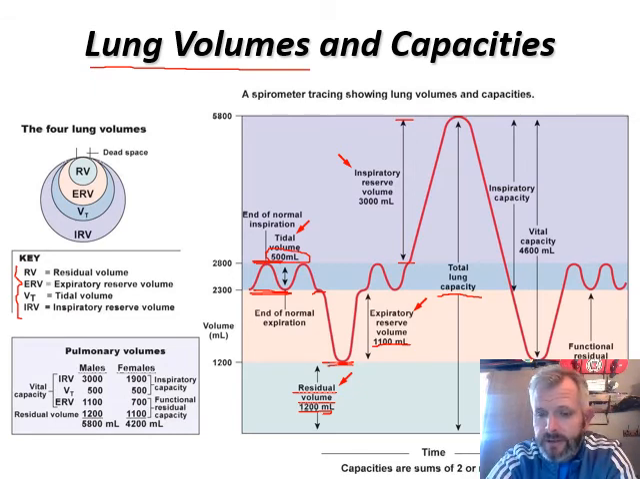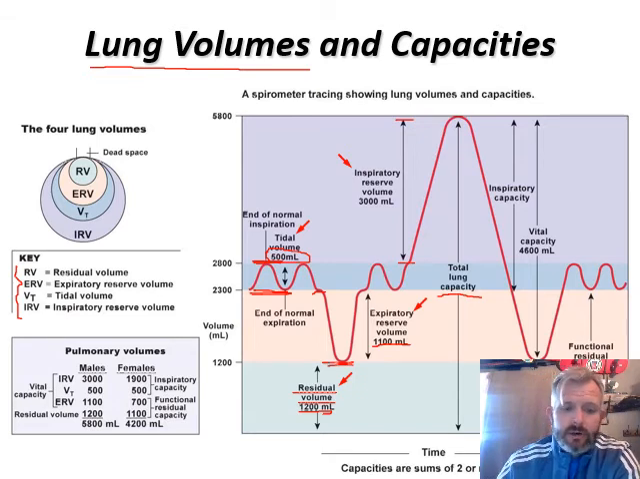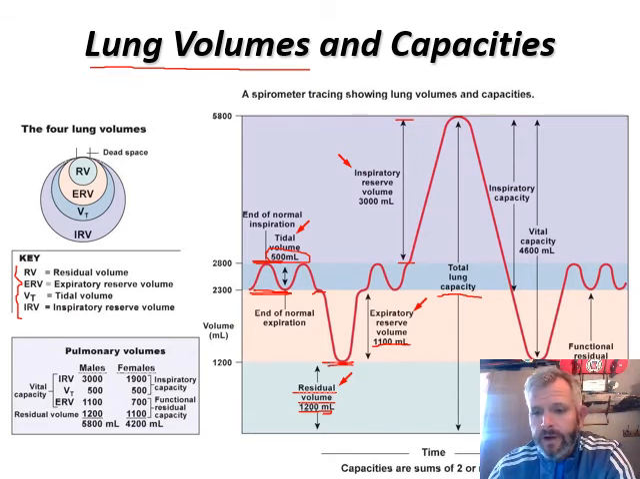We can add some of these together to get certain capacities. So you can see here my vital capacity. This will be one common measurement. Vital capacity is my IRV plus my tidal volume plus my ERV, my expiratory reserve. That will give me my vital capacity.